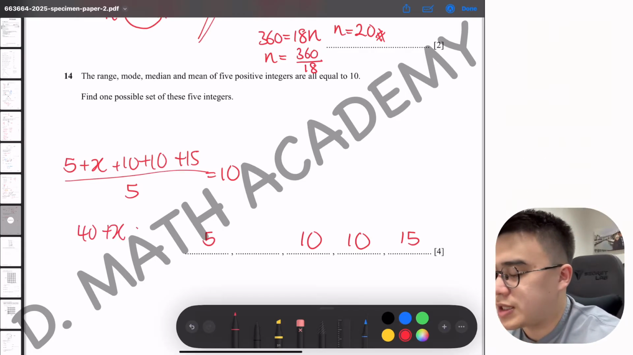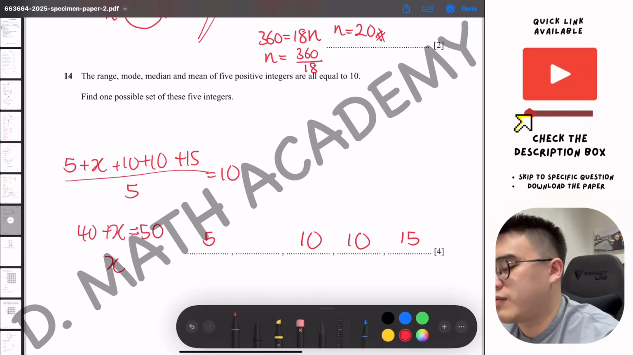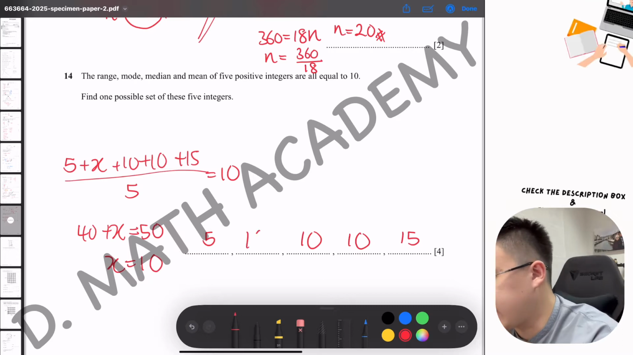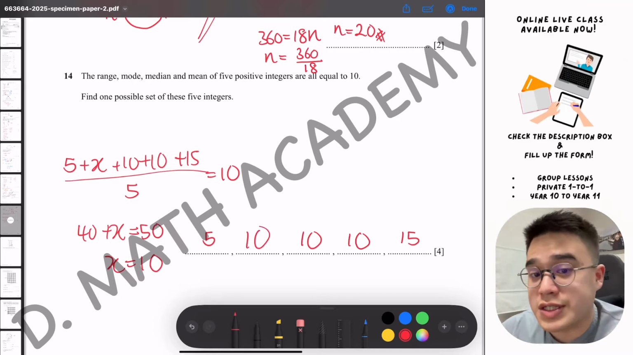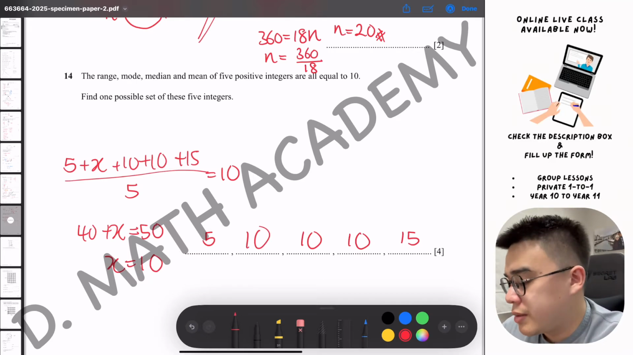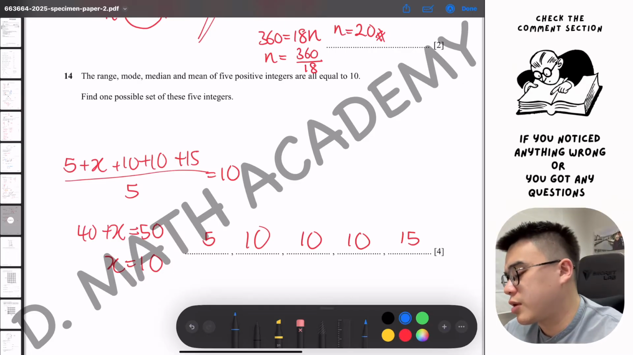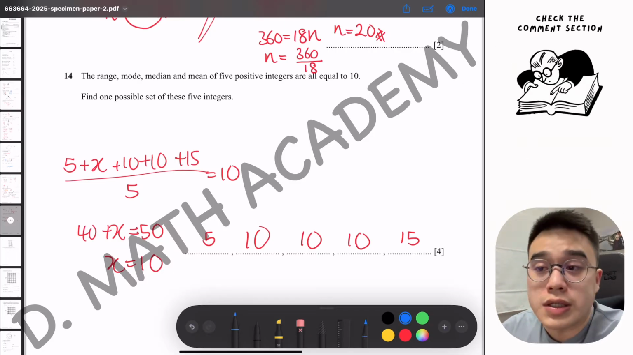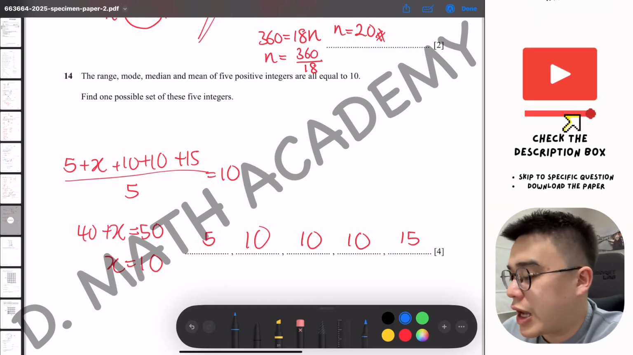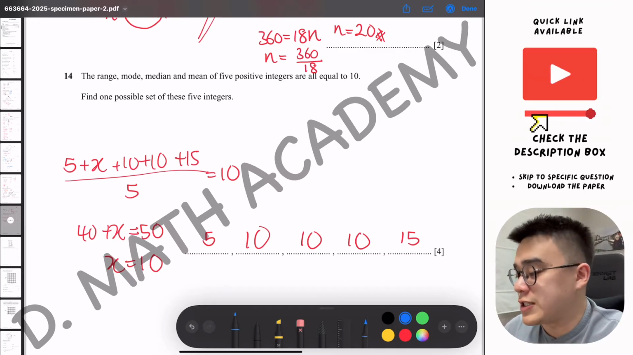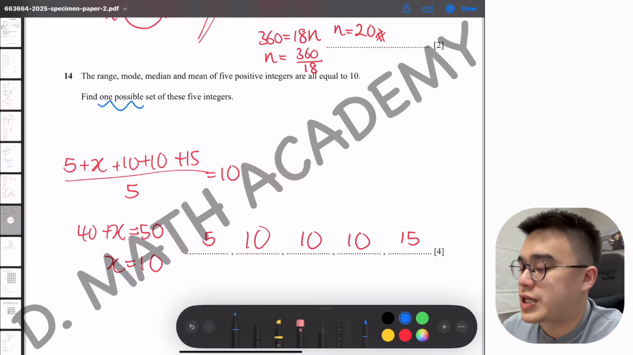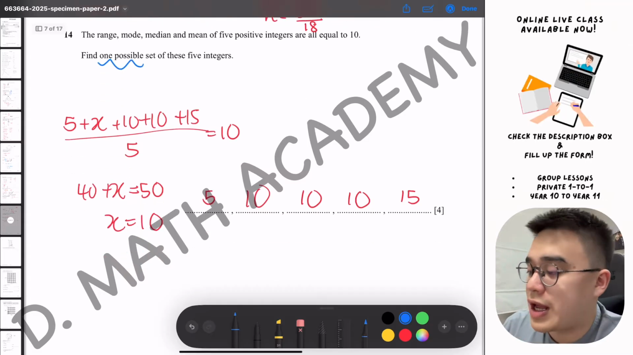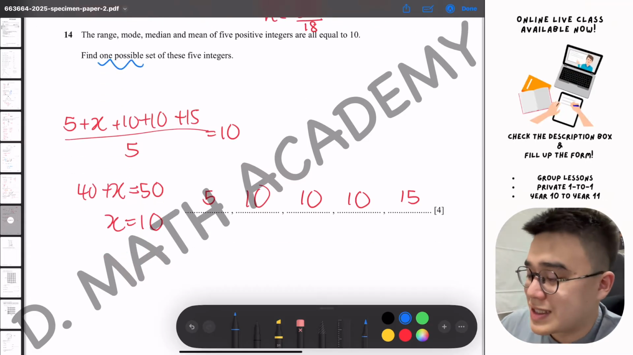40 plus x equals 50. And when I completed all the calculation, I get 10 again. So this is how you find your answer here. But please take note that it's not compulsory. The answer is not fixed as this. That's why they said one of the possible sets. The one that I have here might be the easiest.